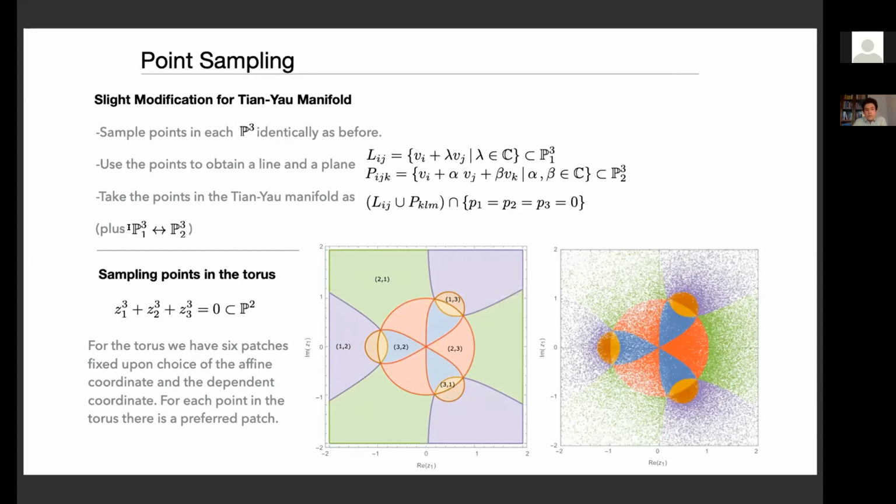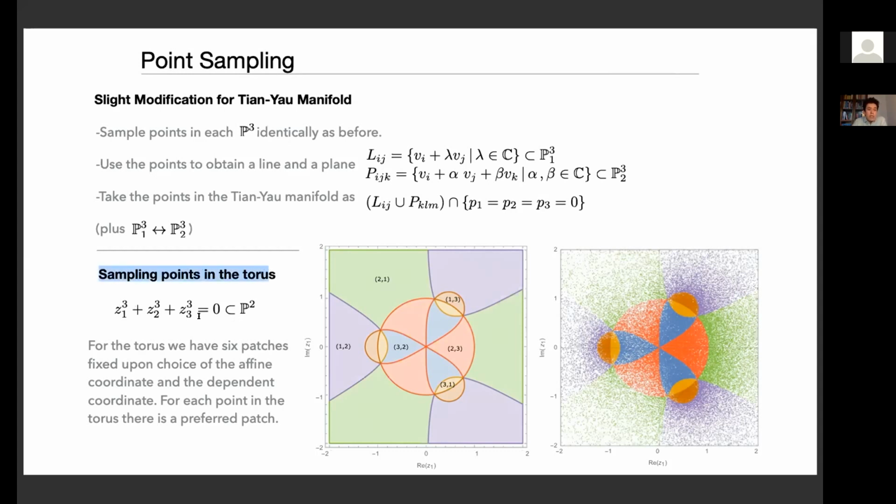And of course, this is a symmetry that we can take for some specific choices of the polynomials. We can now interchange points such that we take the plane in the first P3 and the line in the second, such that we ensure that the points that we get here as planes and lines, uniformly distributed with respect to the Fubini-Study metric in the product, are going to give us some reasonable distribution of points in the corresponding Calabi-Yau. As an example, we could think of sampling points in the torus.